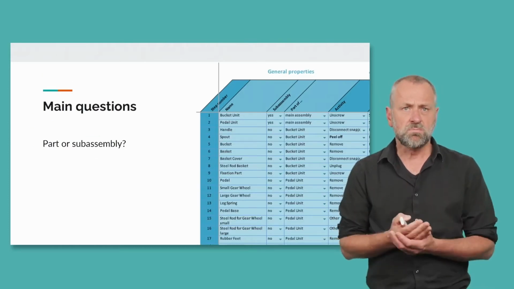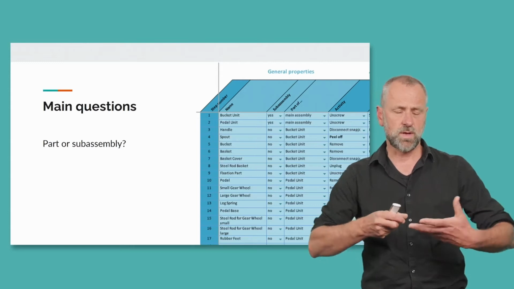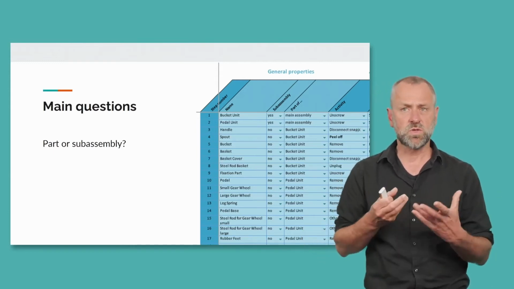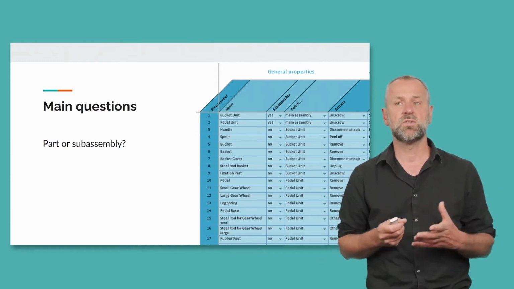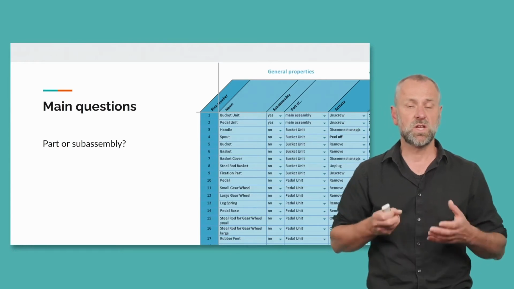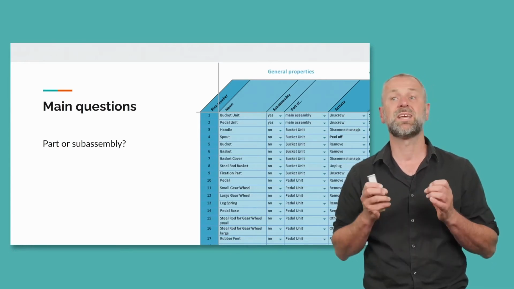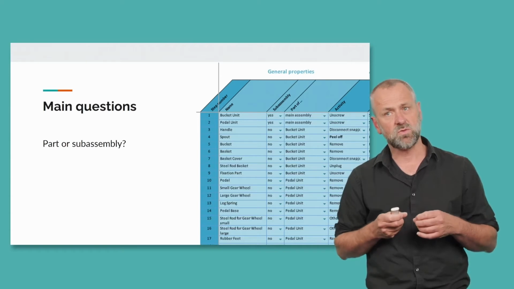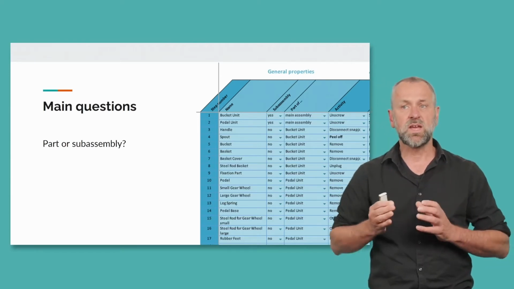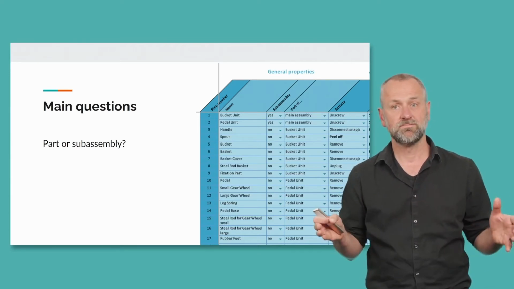So there were three main questions asked in the forum, but also on the Miro board. The first question concerns the definition of part or subassembly. In general, a subassembly is a group of parts that can be removed from the product together and can then be taken apart into individual parts.